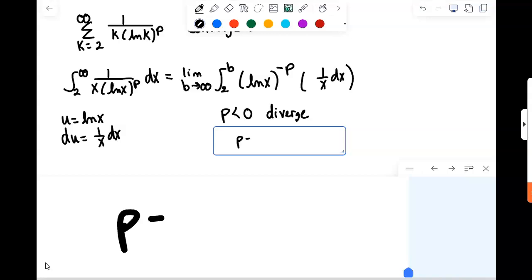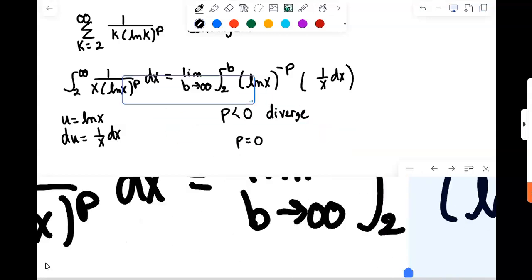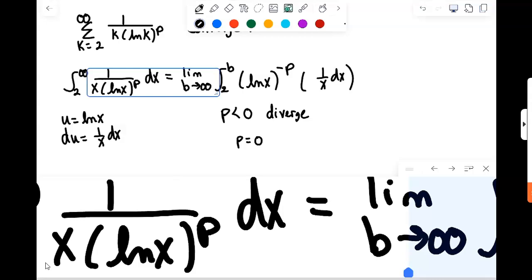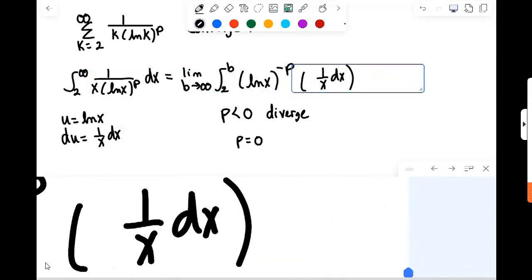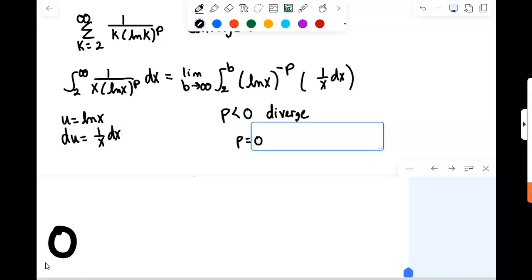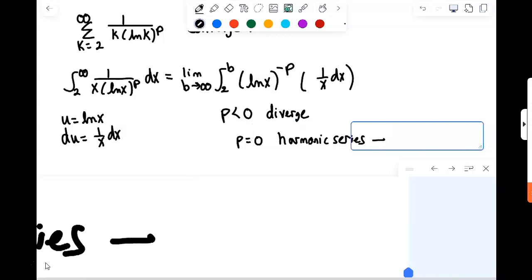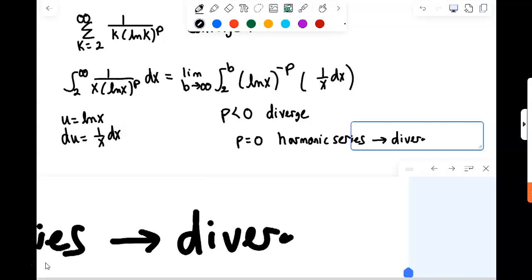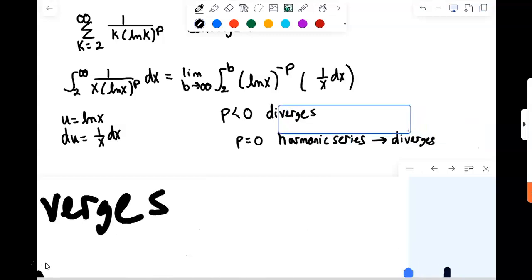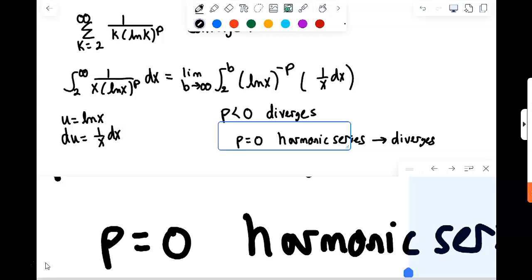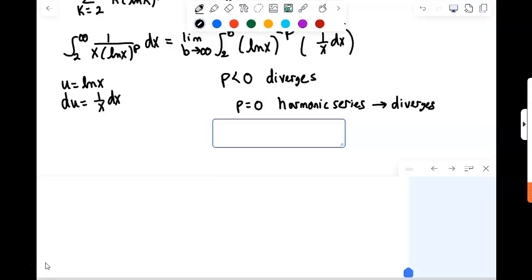If p is equal to 0, then this would just be the integral of 1 over x. And then that means we already know that one diverges, because that would be the harmonic series if p is equal to 0. And we know that that diverges. Okay, so now there are 2 remaining scenarios that we need to consider for p being positive.